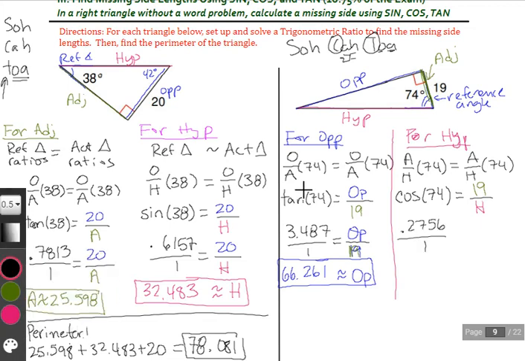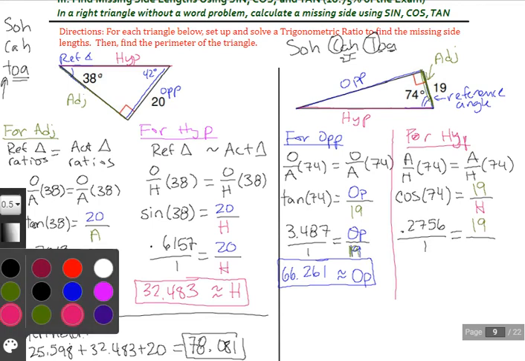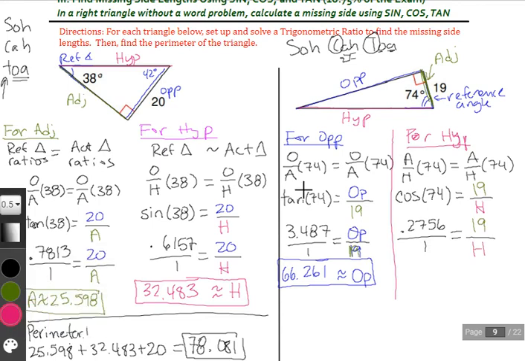So we can cross multiply with 19 over H. On one cross we have 19 times 1. The other one we're going to have 0.2756 times H. And so solving for H, we get the H value of approximately 68.940.